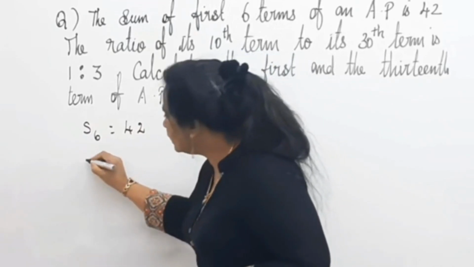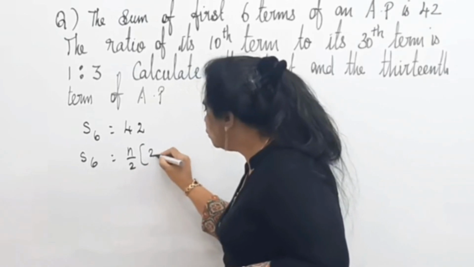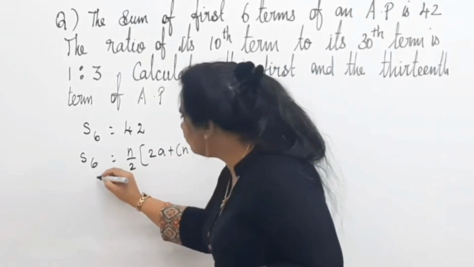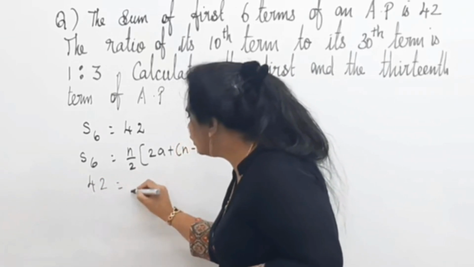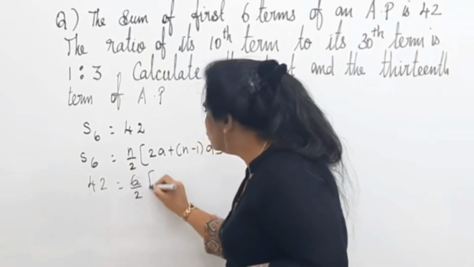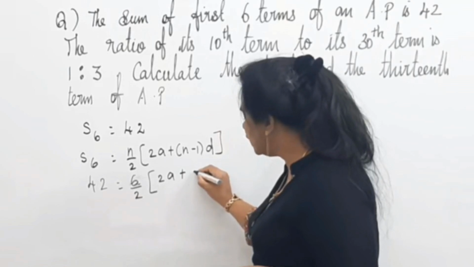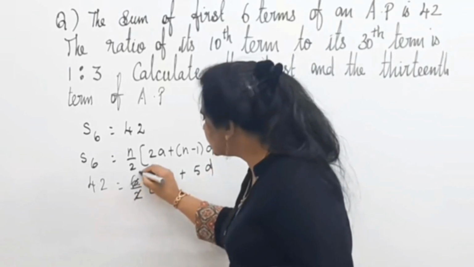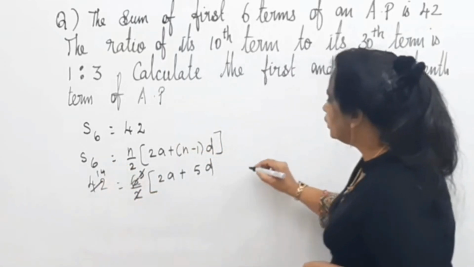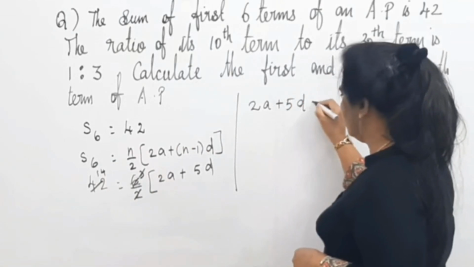So can I write S6 as n by 2 into 2A plus n minus 1 into D, where this is given as 42, which is equal to 6 by 2 into 2A plus, n is 6, minus 1 into D, that is 5D. So now this gets cancelled 3, and that is 14. Now I would have my equation as 2A plus 5D is equal to 14.